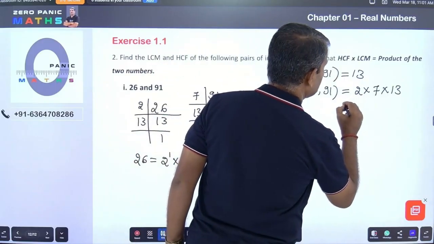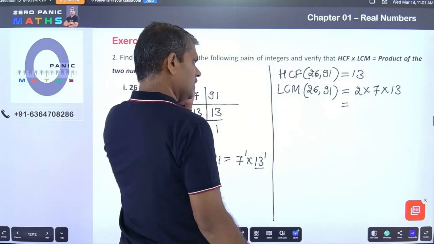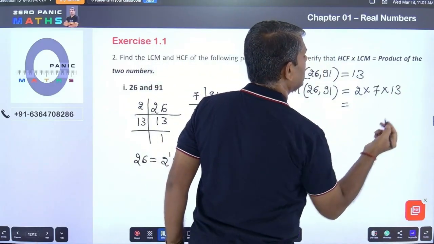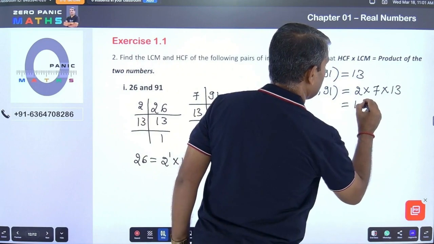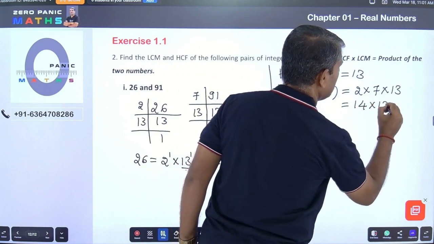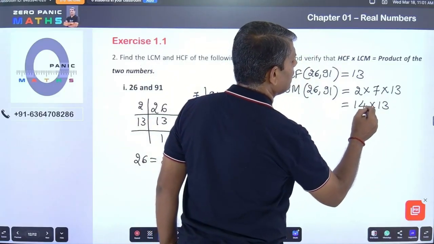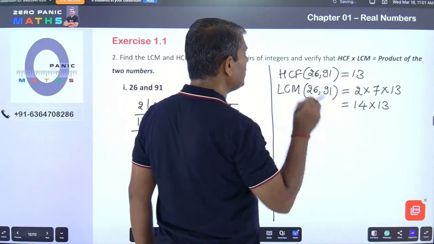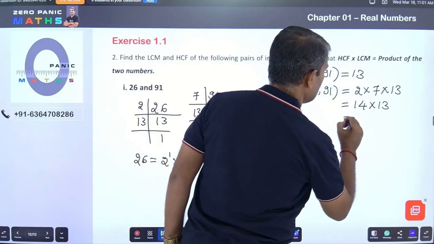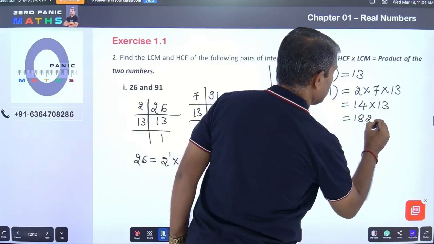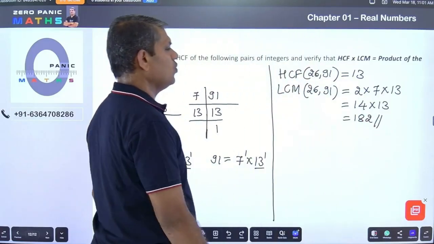So what exactly is that? 2 sevens are 14, 14 threes are, okay, 14 into 13. 13 tens are 130, 13 fours are 52. It is 182. Okay, so the LCM is 182.